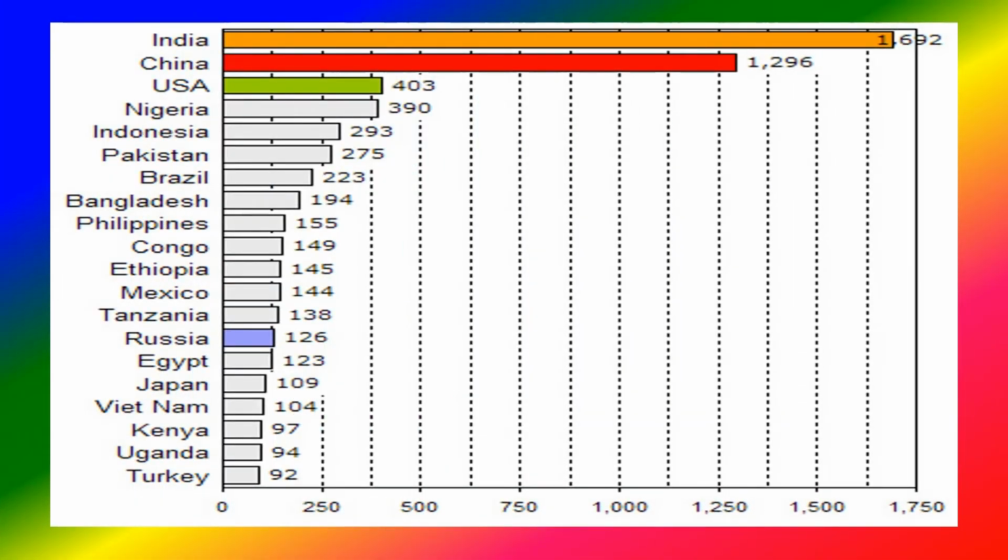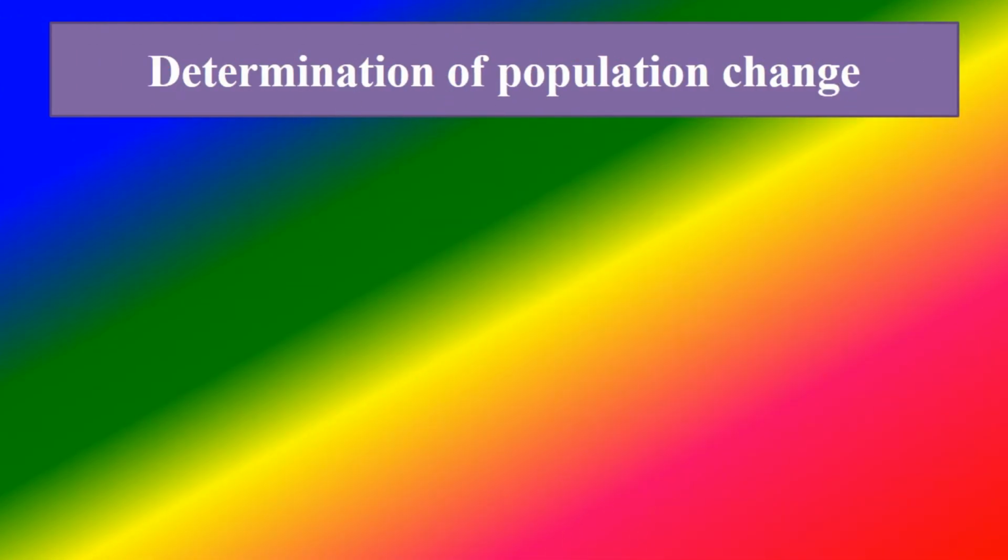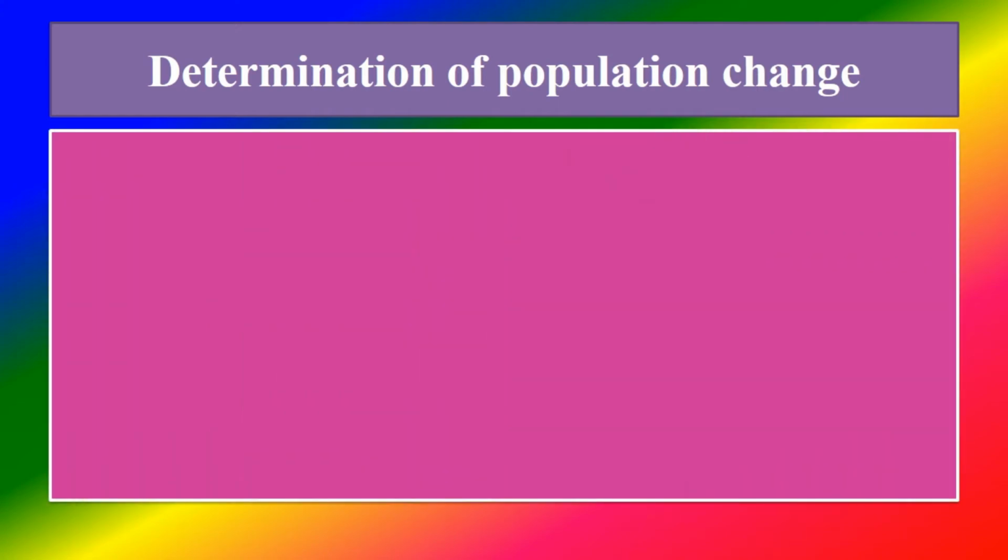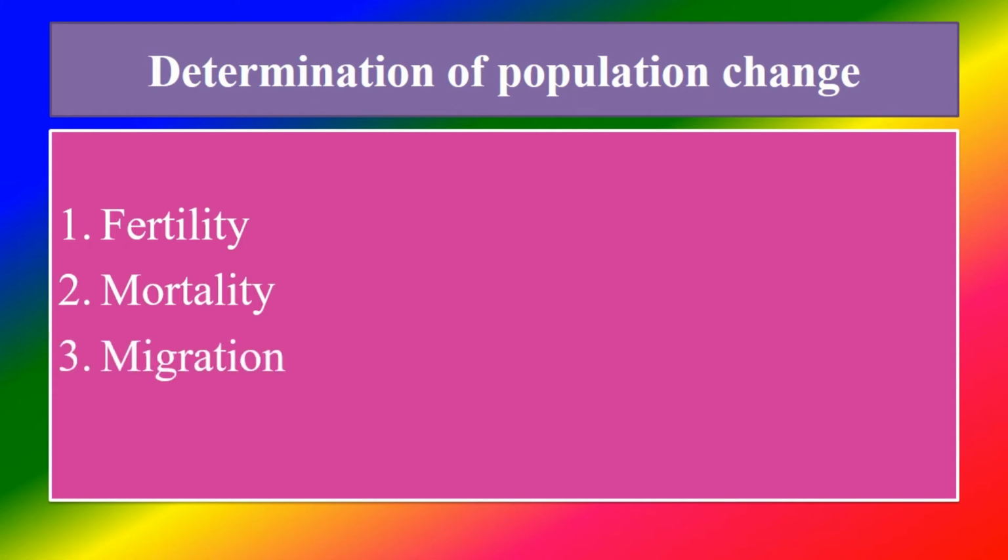Look at this bar chart. The prediction is that India will become the most populous country. Determination of population change. First, fertility. Second, mortality. Third, migration.